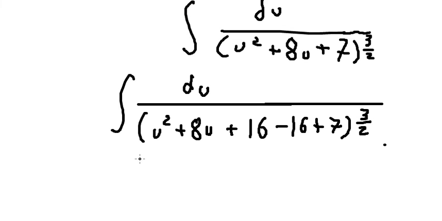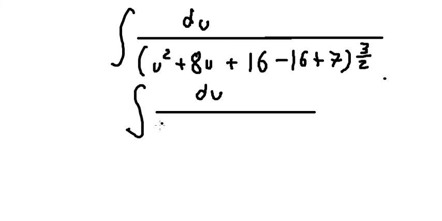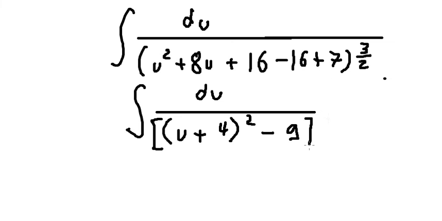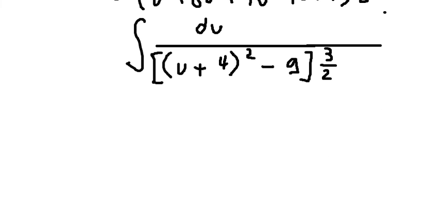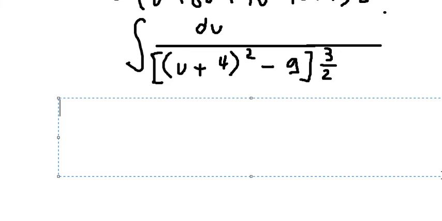So we simplify. This one you get u plus 4 everything to the power of 2 minus 16 plus 7. You will get negative number 9 to the power of 3 over 2. So we need to use integration by trigonometric substitution.